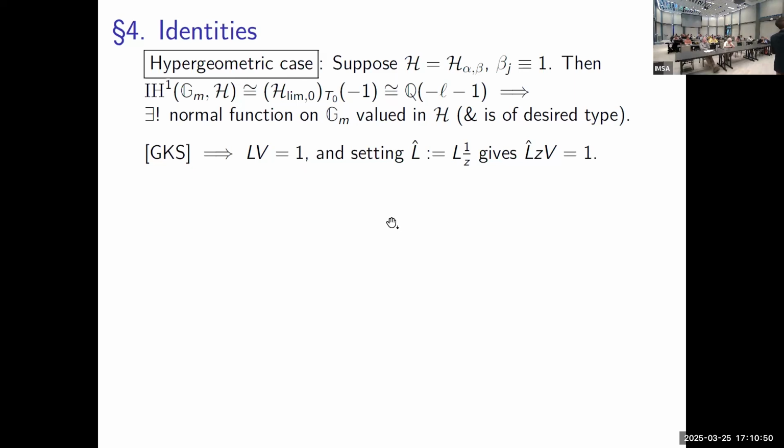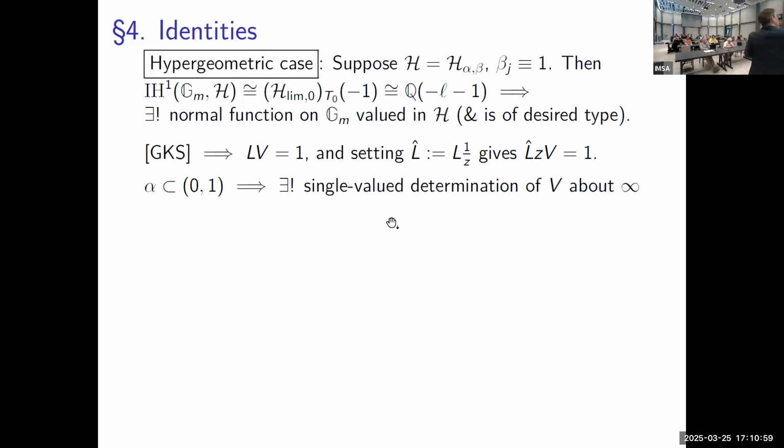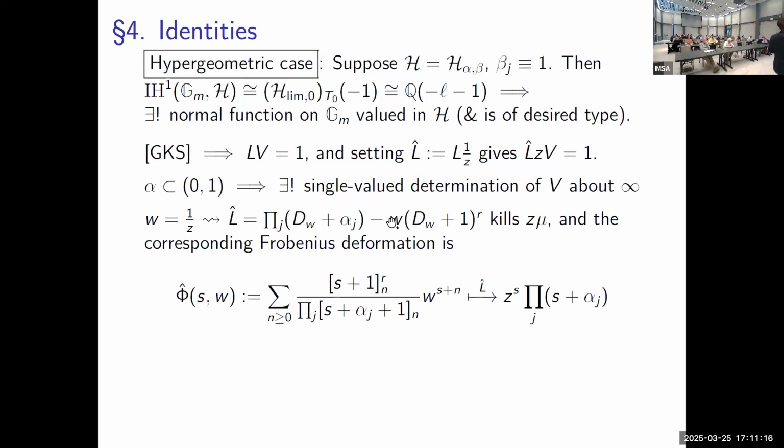And setting now L hat equals L composed with multiplication by 1 over C gives L hat C V is 1. Why I did that, you'll see in a moment. Since all the alphas belong to the open interval 0, 1, there exists a unique single-valued determination of B about infinity. Because you can change B by a period, but there are no periods that are invariant about infinity. They all have some weird eigenvalue. Now, taking W equals 1 over Z, L hat gets rewritten as what looks like a hypergeometric operator just about infinity instead of about 0. And that thing kills Z times our section of the Hodge line.